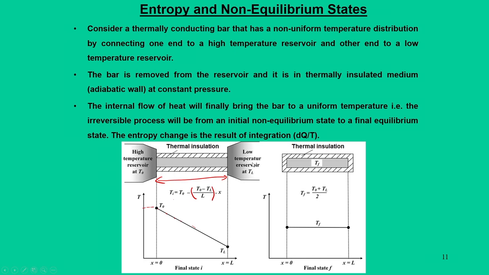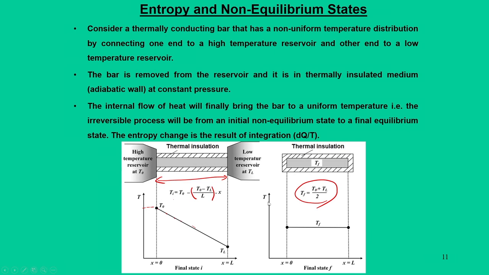Ultimately, another way of modeling this is that after some time, we can remove both reservoirs. The same bar is now kept under thermal insulation, but the only difference is that it is not connected to the reservoirs. If this happens, since heat cannot come out of the bar, we will have a final equilibrium temperature Tf, which is nothing but (T0 plus TL) by 2. This can be drawn as the final equilibrium temperature.